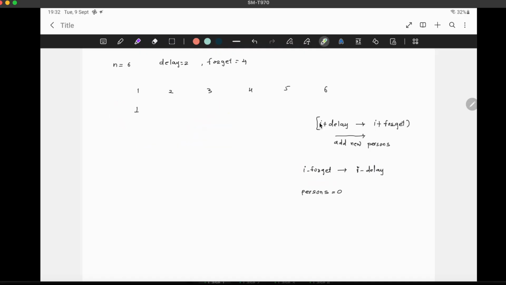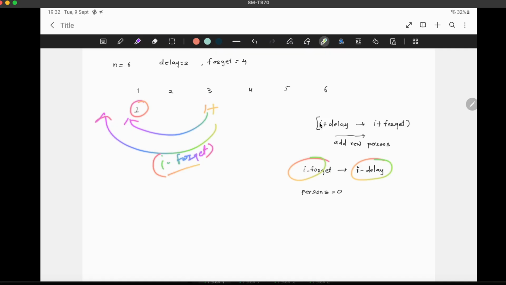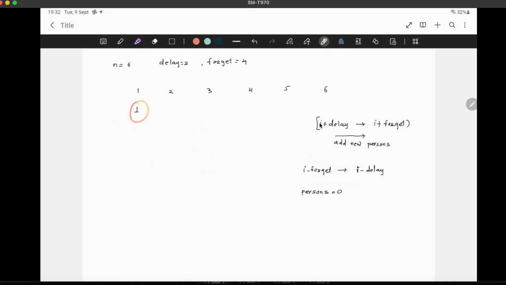That means those persons at index I minus forget, who would keep on adding new persons, are guaranteed to forget, so that is something we will keep on subtracting. Whatever persons are at I minus delay, we will keep on considering here, and then we check I minus forget. If there is any person on that index, that is something we keep maintaining going ahead.